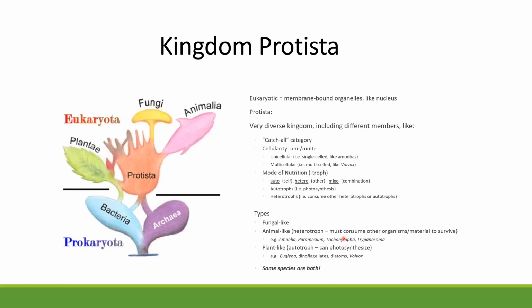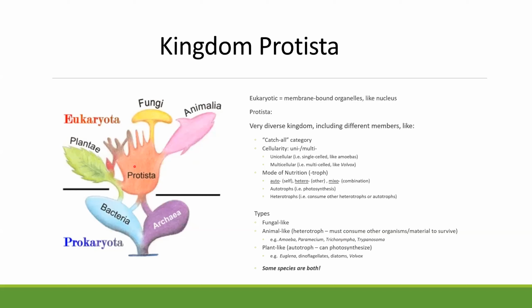So when you think about the kingdom Protista, remember, although these look very ancient or very simple, these are still eukaryotic organisms. They have membrane-bound organelles like a nucleus. And remember, these protista are going to look very different. We have the animal-like protista, the fungal-like protista, and the plant-like protista. However, they are not animals, they are not plants, and they are not fungi.